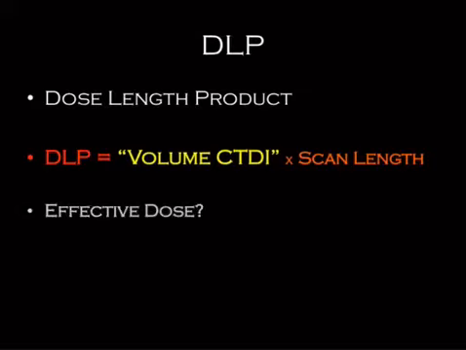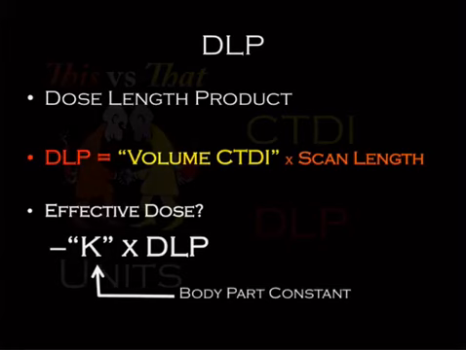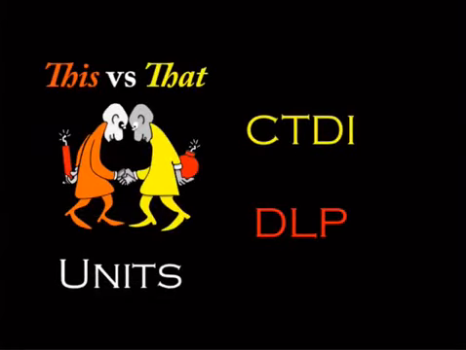Now, what is the effective dose that you are actually giving the patient? To calculate that, you need the DLP times a constant K, and this constant is variable depending on the body part. So what are the big differences between CTDI and DLP? CTDI is given in gray, usually milligray. DLP is given in sieverts. So what the hell is a milligray? What the hell is a sievert? How are they different?